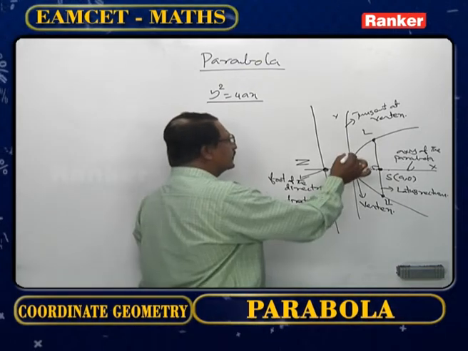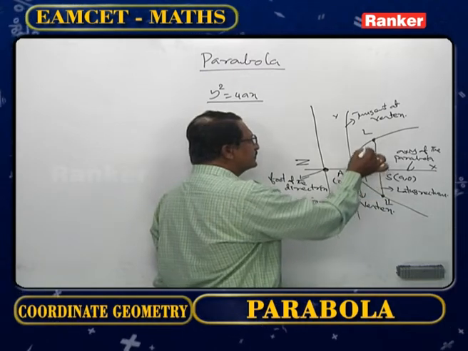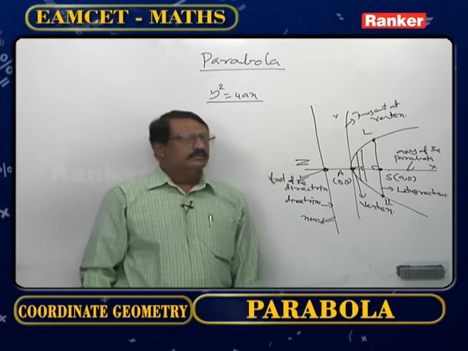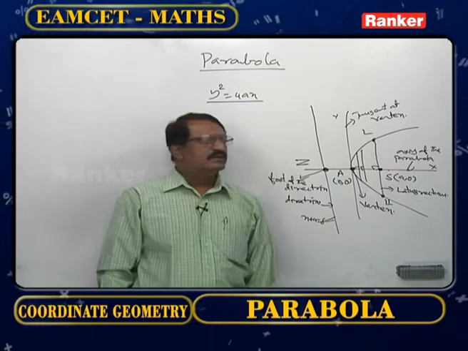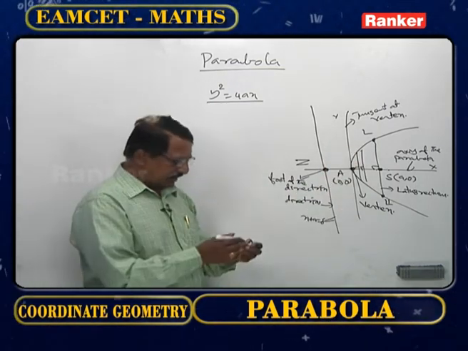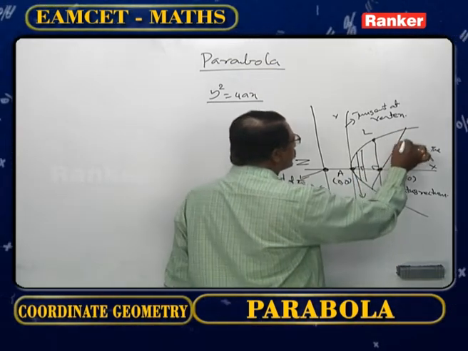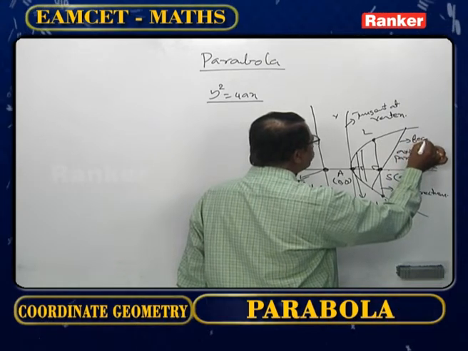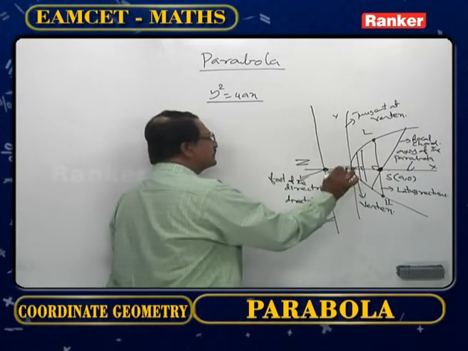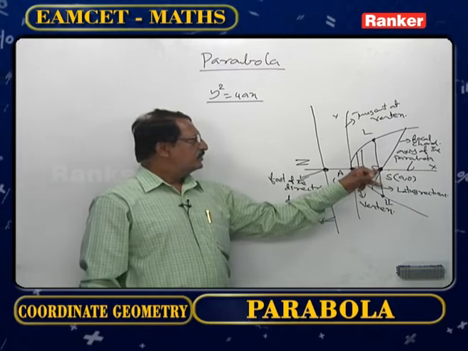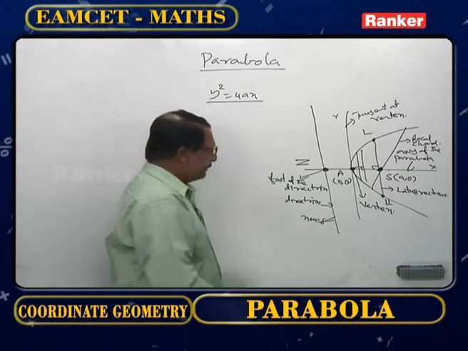Similarly, if we take any chord perpendicular to the axis, we get a number of chords. Any chord perpendicular to the axis of the parabola y square equals 4ax is called a double ordinate of the parabola. Next, a chord of the parabola passing through the focus is called a focal chord. A focal chord perpendicular to the axis is called the latus rectum of the parabola.